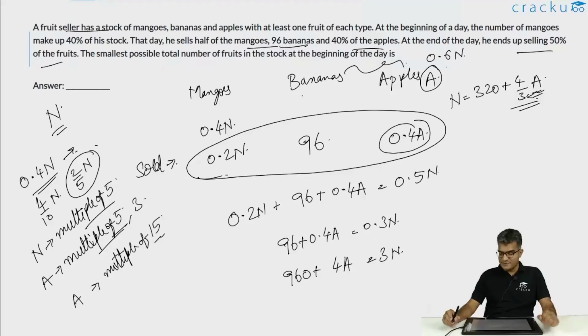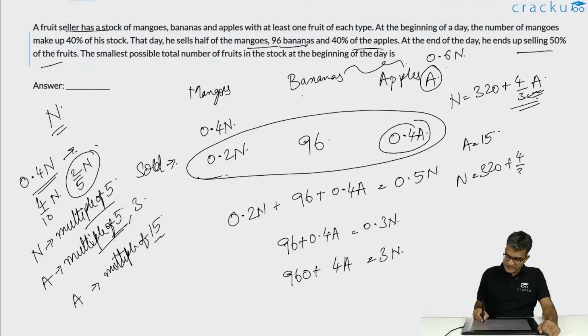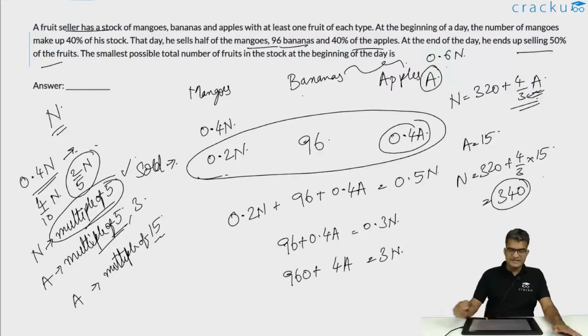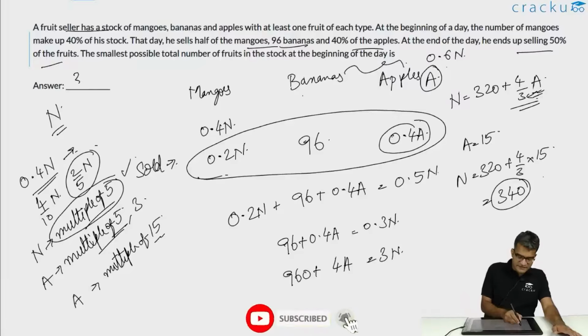If a is a multiple of 15, what are the values that n can take? If a is equal to 15, n will be equal to 320 plus 4 by 3 into 15, because we are looking for the smallest possible value of n, which is equal to 340. 340 is a multiple of 5, so this condition is satisfied. So the minimum number of fruits that you can have at the beginning is 340.